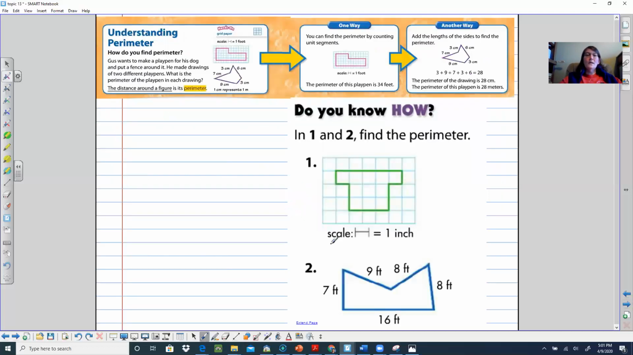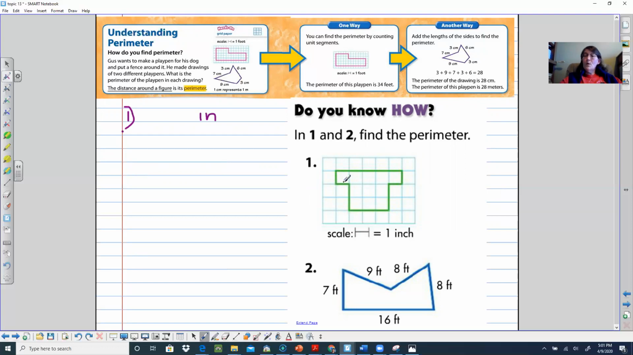Okay, number 1. So on your notebook paper, I want you to put a number 1. Whoopsie, and hopefully you're having better luck than I am with your writing tool. Number 1 and number 2, find the perimeter. We'll notice that each square is 1 inch. So we will be labeling our answer in inches when we do it.